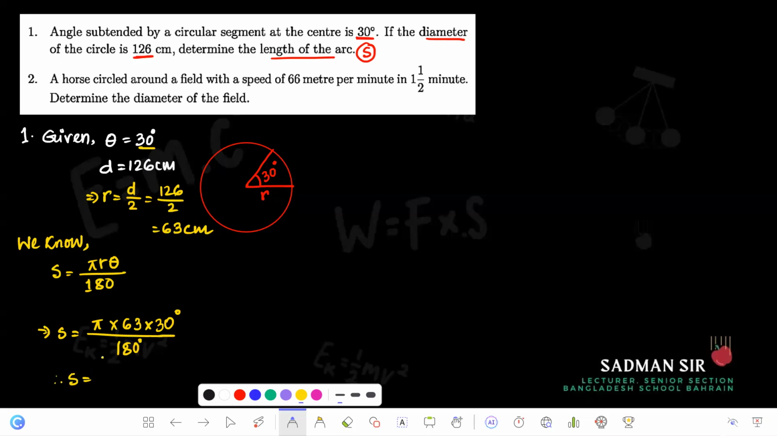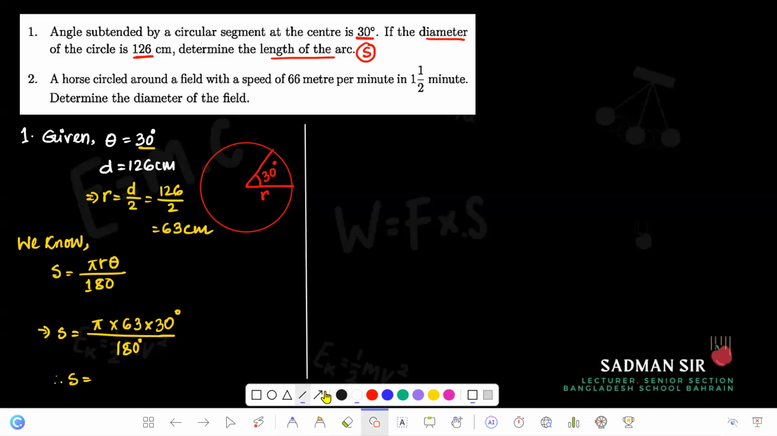So S will be equal to, can you tell me the answer? Do the calculation using the calculator and let me know the answer. And at the back of your textbook, the answer is given. Kindly check if the answer that you got is correct. Is there anyone with the calculator? Or am I just waiting in vain?